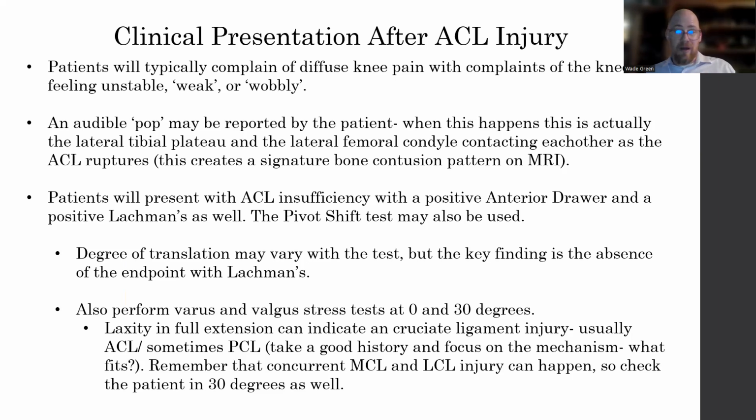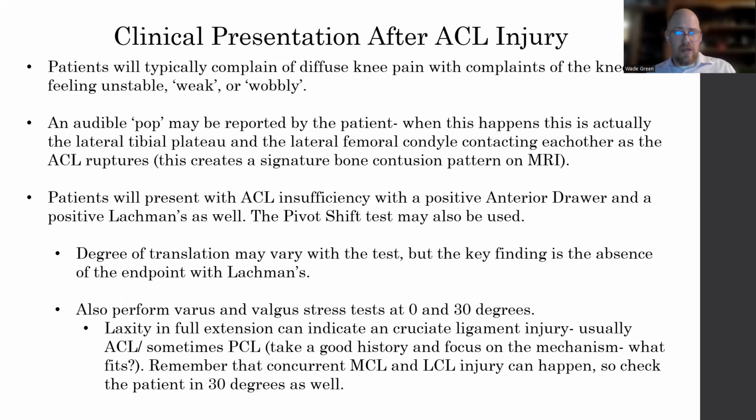Now, remember, we talked about this earlier in the week, right? The degree of translation that you're going to find on your ligament is going to vary. But remember, what's the key? The key to any ligamentous exam is symmetry. Does it feel the same on both sides? And do they have an endpoint? Do you feel an endpoint? Yes or no, right?